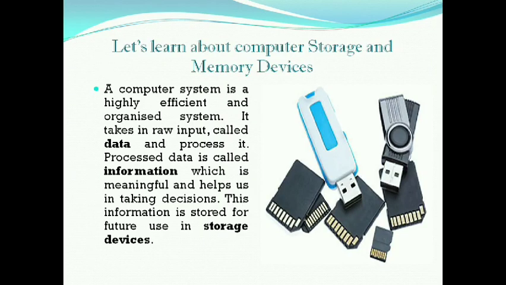A computer system is a highly efficient and organized system. It takes in raw input called data and processes it. Processed data is called information, which is meaningful and helps us in taking decisions. This information is stored for future use in storage devices.